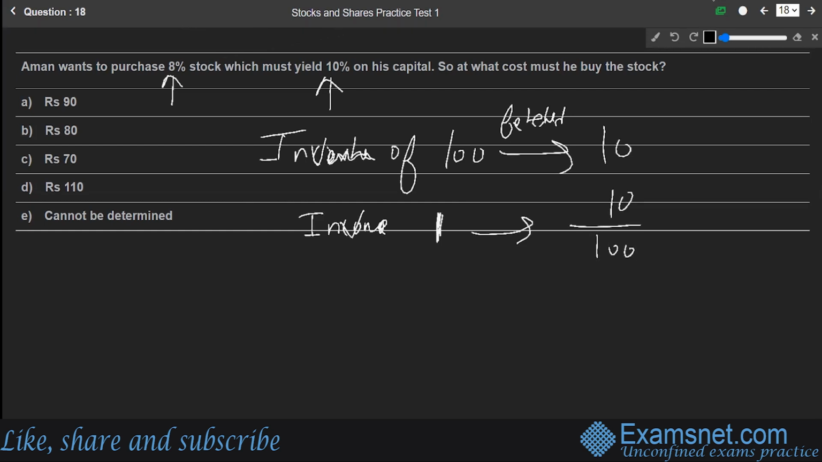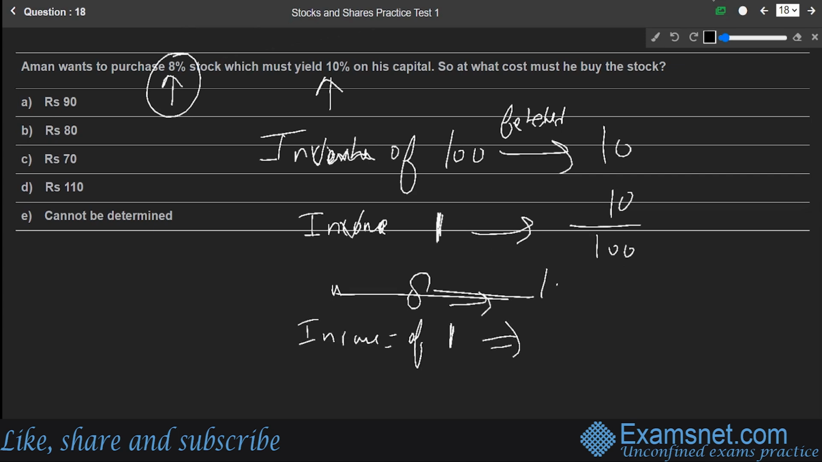How much income does he want? He wants 8% stock, that is 8% income, that is 8 rupees over 100. So income of 8 rupees can be found out when you divide it like this. When the income is 8, we have to find out the investment. Income of 10 by 100 is being received when the investment is 1. So we have to invert this. If we want income of 1 rupee, how much should be the investment? Investment should be 100 by 10.